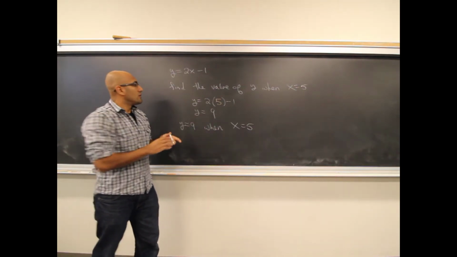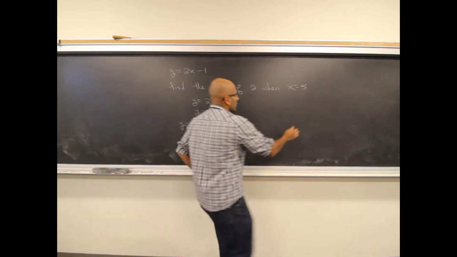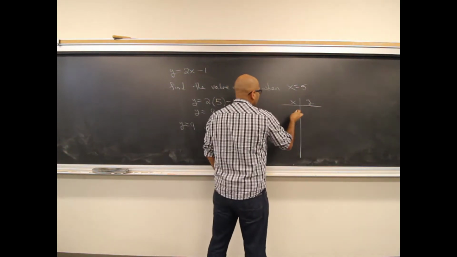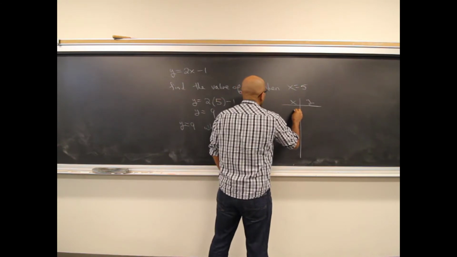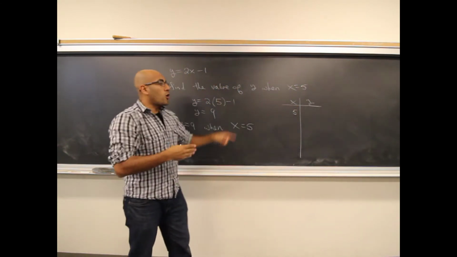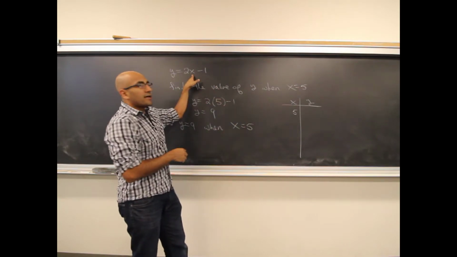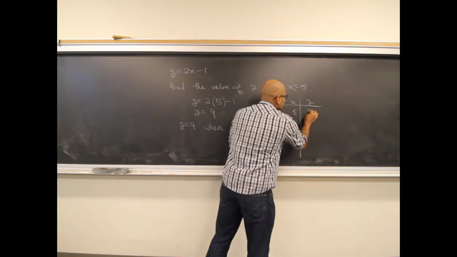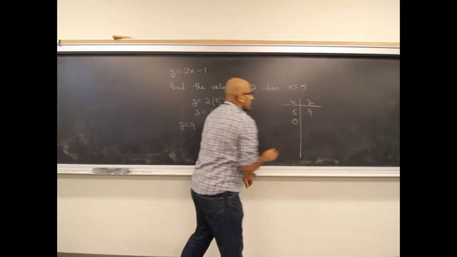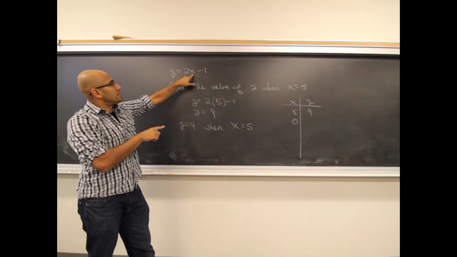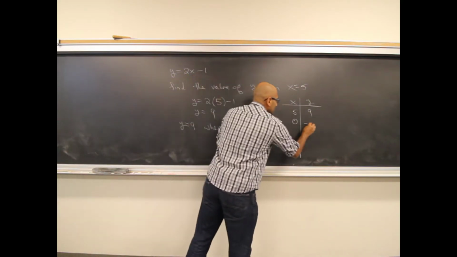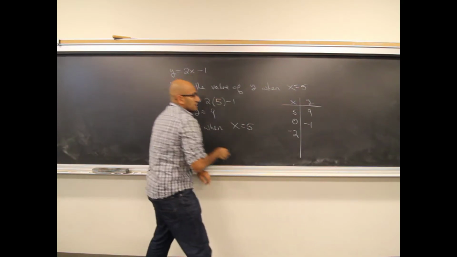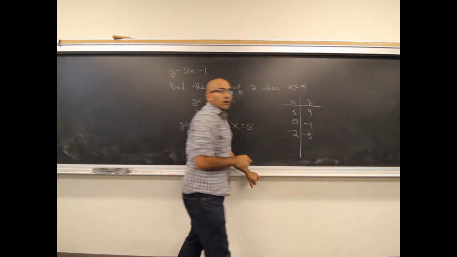So we create a table. Rather than all this work here, we'll just create a little table where we put x's and y's. And so they might just simply say, fill out the table or something, and they might put a 5 there. So you know that means you've got to go into here, replace the x with a 5. 10 minus 1 is 9, and you get that, right? Or some other values. How about a 0? Okay, that would be 0 minus 1, that's negative 1. How about negative 2? That becomes negative 2 minus 1, which is negative 5. And so on and so forth.